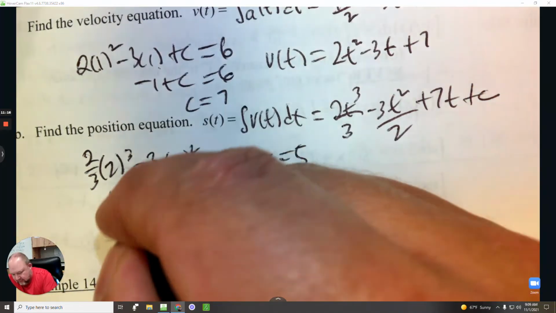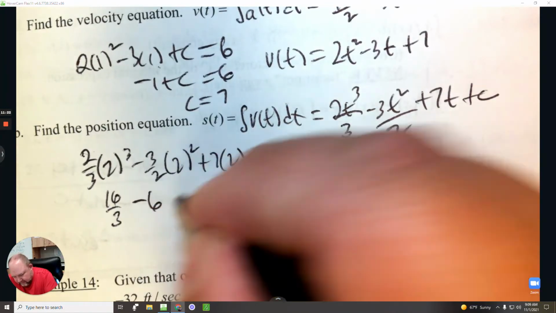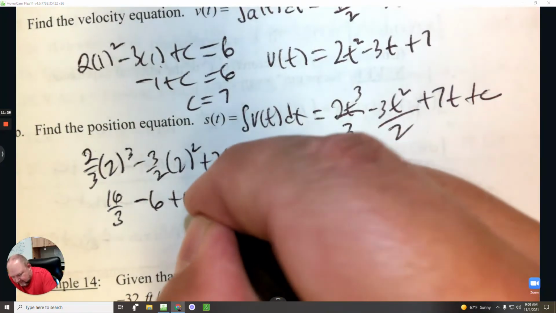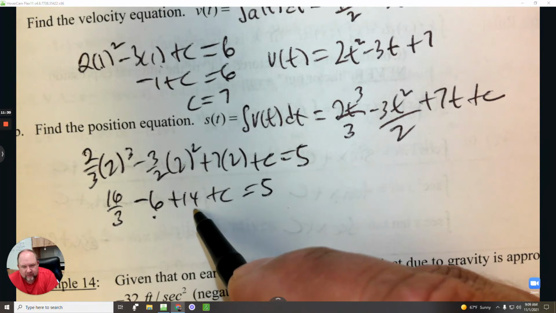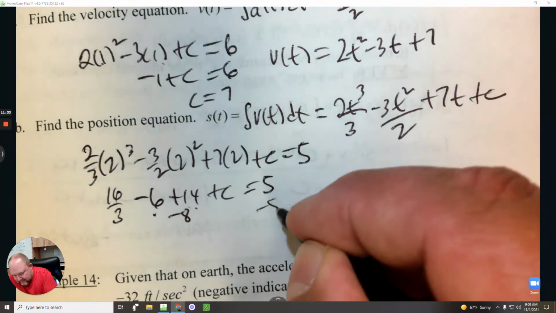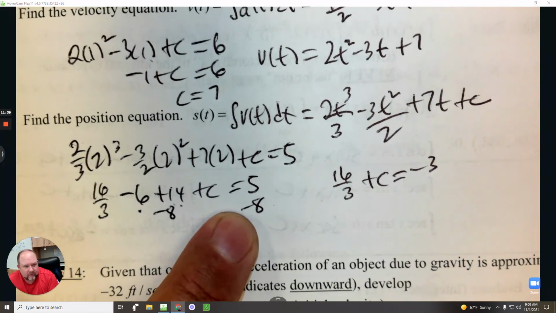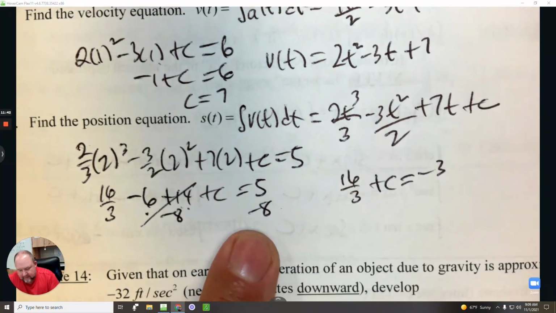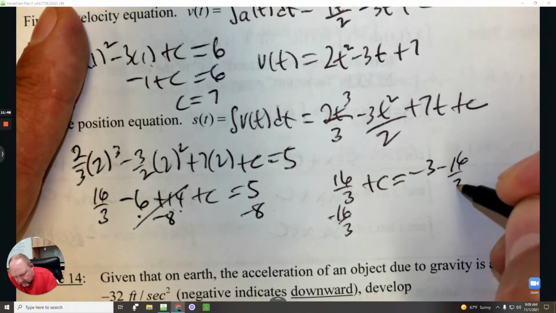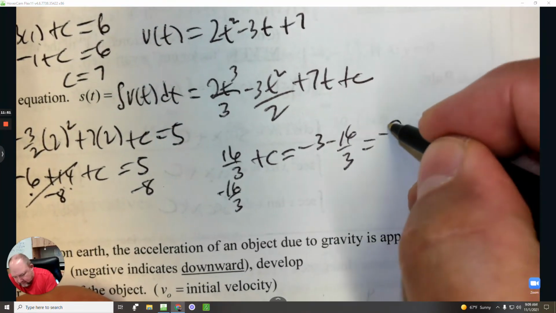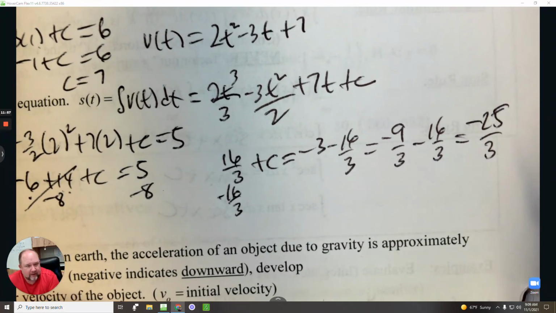So this is 8 times 2, that's 16 over 3. 4 times 3 is 12 divided by 6, that's 2. That's 14. I'm going to handle the whole numbers first. So negative 6 plus 14 is 8. So I'm going to subtract 8 from both sides. So I have 16 over 3 plus c is equal to negative 3. That's where it comes from. These cross out. That's negative 3. And then I'm going to subtract 16 over 3. In order to do that, of course, I need common denominators. So I'm going to write it as negative 9 over 3. So together, that's negative 25 over 3.